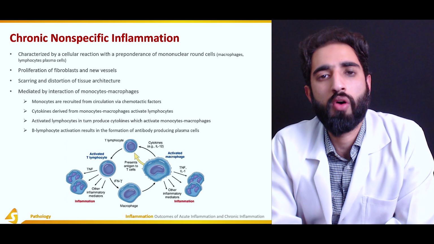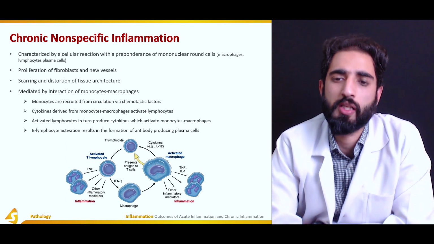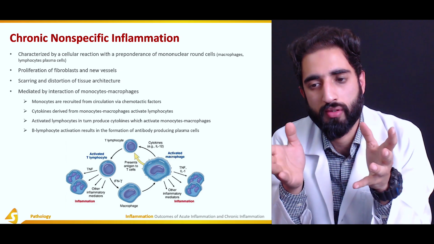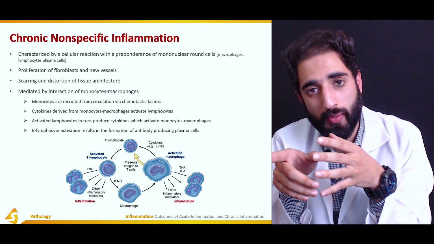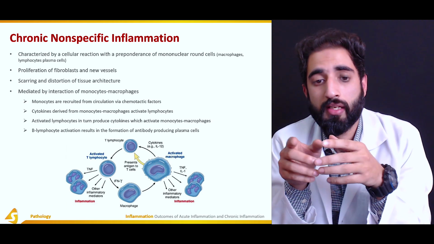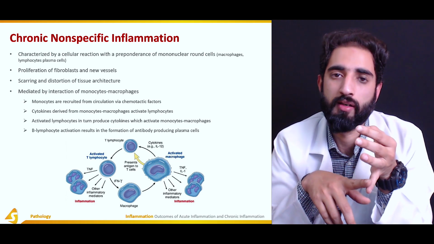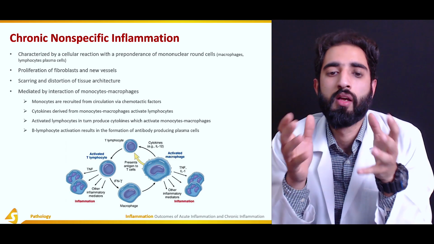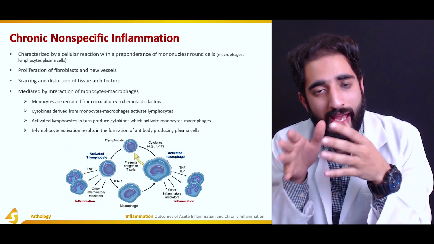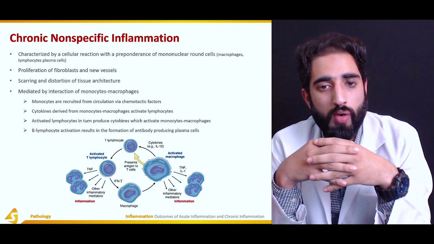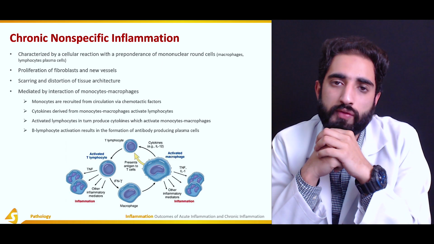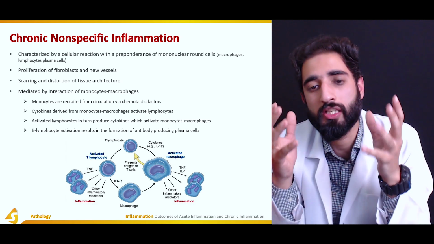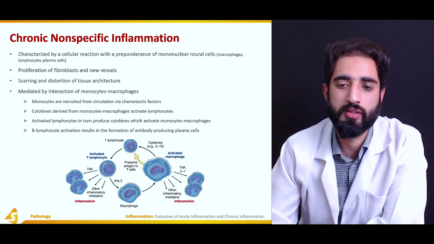So let's start with the chronic non-specific inflammation. It is characterized by a cellular reaction with a lot of mononuclear round cells, and those include macrophages, lymphocytes, and plasma cells. As we already discussed, in chronic inflammation, the neutrophils and monocytes are replaced by macrophages and lymphocytes. Then there is the proliferation of fibroblasts and angiogenesis. Angiogenesis is the formation of new blood vessels, and scarring and distortion of the tissue structure. So scar tissue is also formed in the chronic inflammatory process. And there is also an interaction of monocytes and macrophages as well.